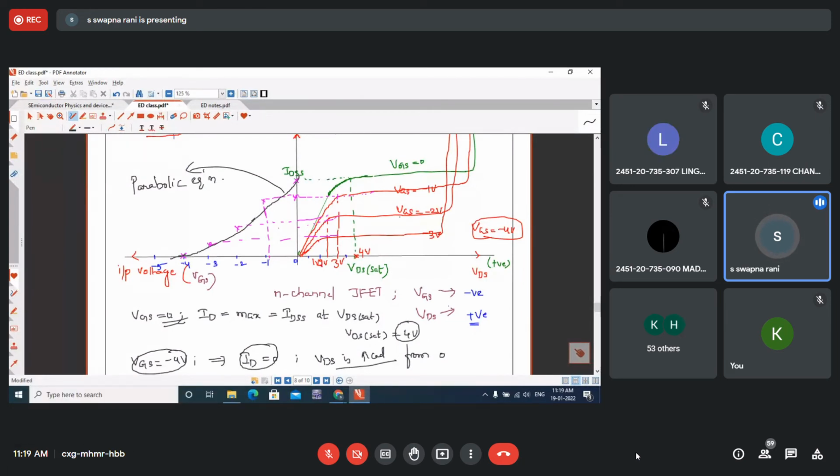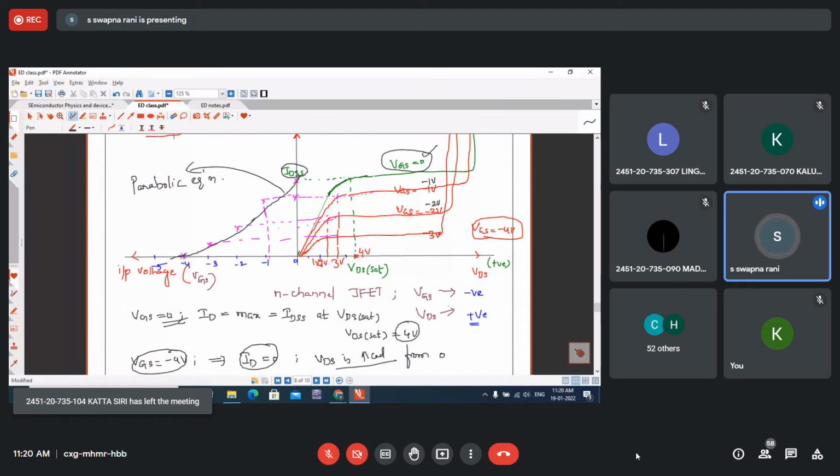Characteristic curves are going to shift down for different values of VGS. If you observe VGS 0, you will get the maximum current. When is the current maximum in a JFET? When VGS is 0, when there is no external reverse bias given to the gate, the current is maximum. That is called IDSS. If you keep giving some negative voltage on the gate, then the current decreases, so the characteristic curves shift down.